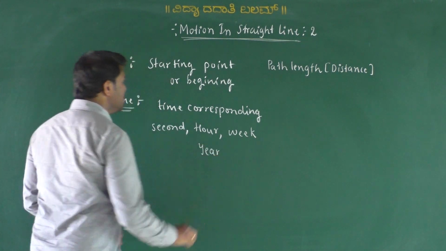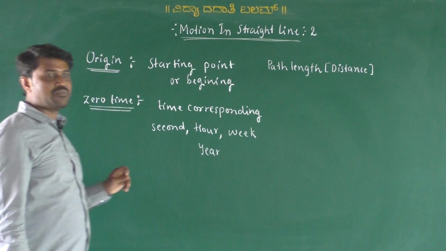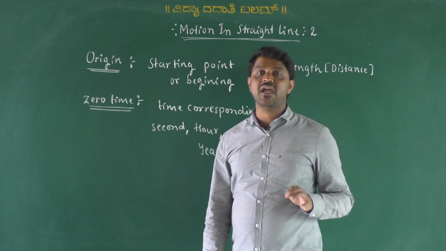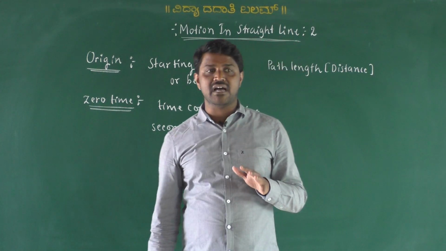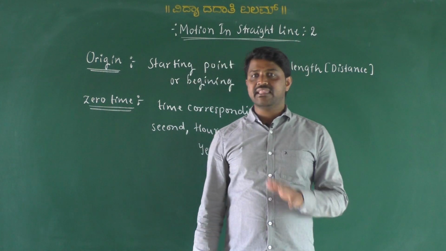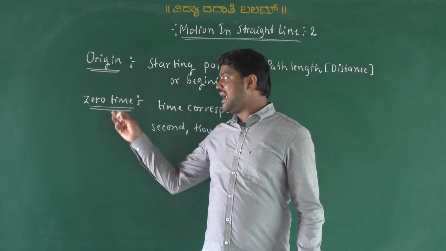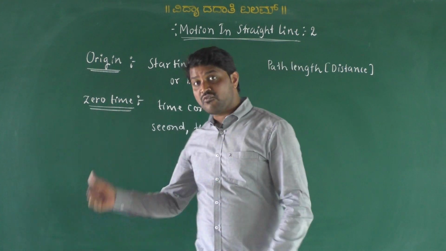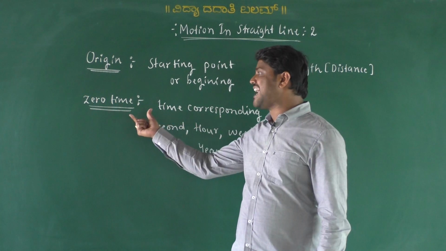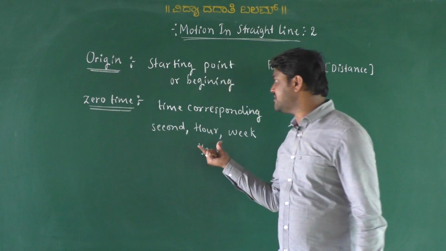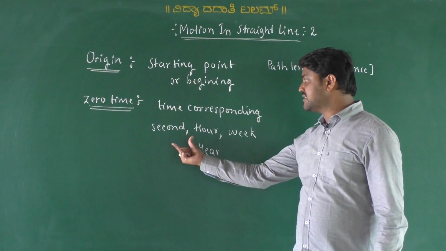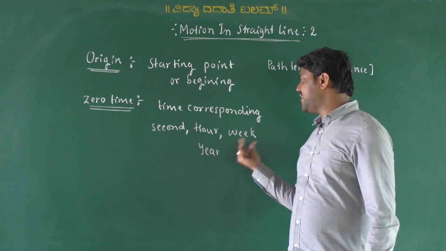So with the help of these two definitions, we come to know that the very beginning or starting point of the motion of a particle or body is called the origin, and the time corresponding to no change of position with respect to the surroundings is called zero time. That time can be measured in terms of seconds, hours, weeks.